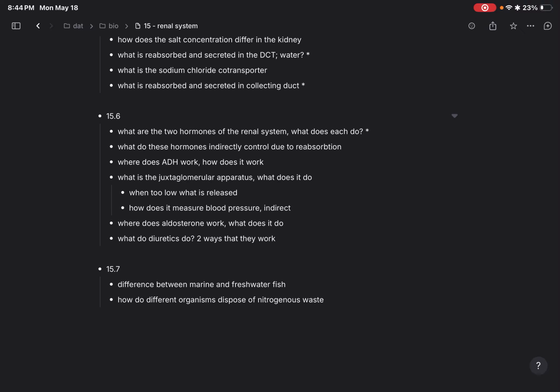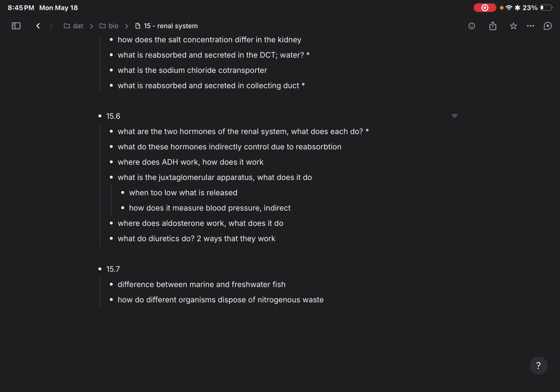So let's see. Dehydration means lower blood volume and lower blood pressure. That means the juxtaglomerular apparatus will be like, this is not good, so we're going to release some renin. Renin is going to go hit up angiotensinogen and activate it to angiotensin 1. Then angiotensin 1 will make its way around, and it'll be activated by ACE, which comes from the lungs, to become angiotensin 2, which is important. That's the activated form.